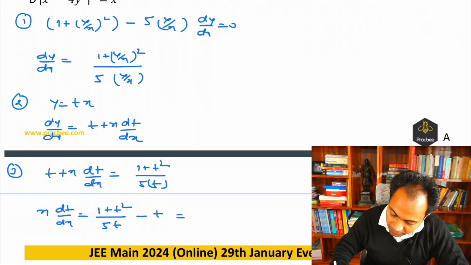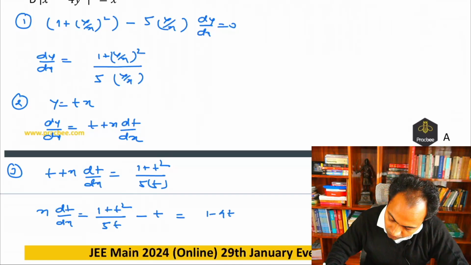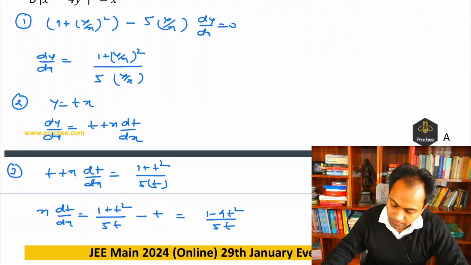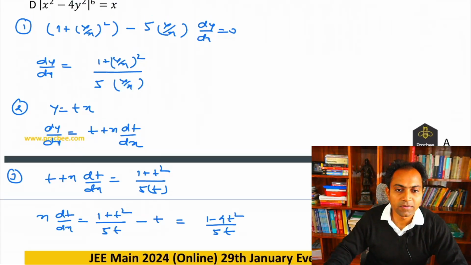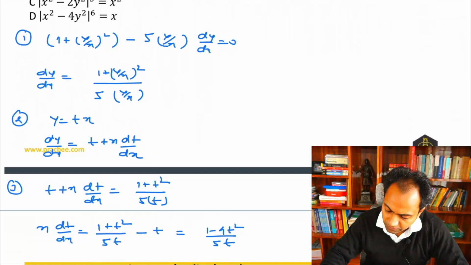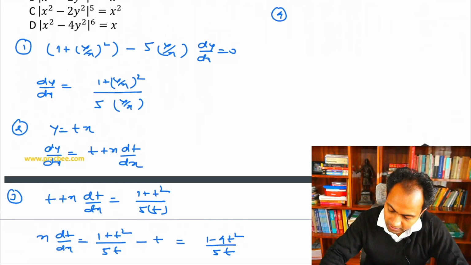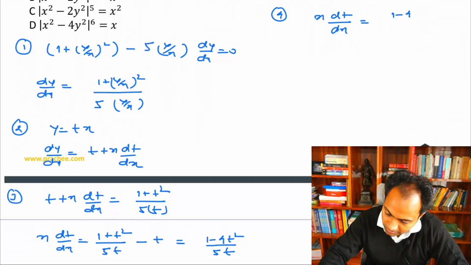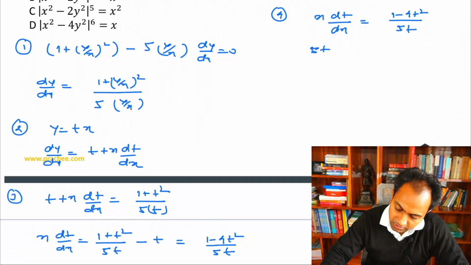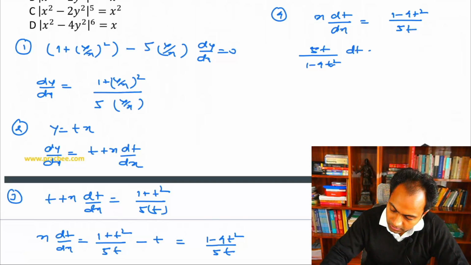And this will simplify it to 1 minus 4t square by 5. Once we have got this, it has become variable separable. So in the fourth part, let us do the variable separable part. Now on the left hand side we have x dt by dx, and on the right hand side we have (1 minus 4t square) by 5t. I can rearrange the terms and write it as 5t by (1 minus 4t square) dt, and this can be written as nothing but dx by x.